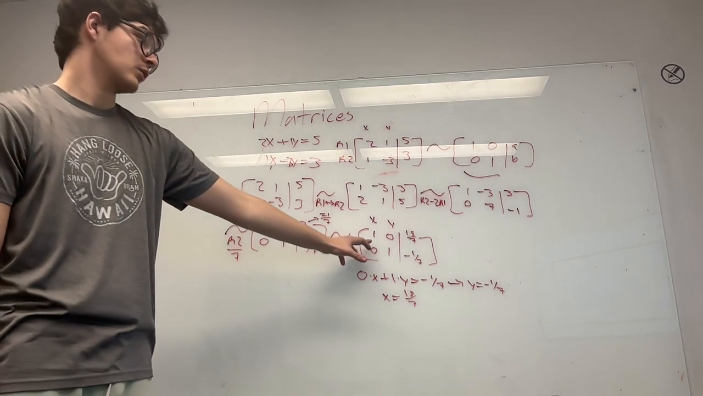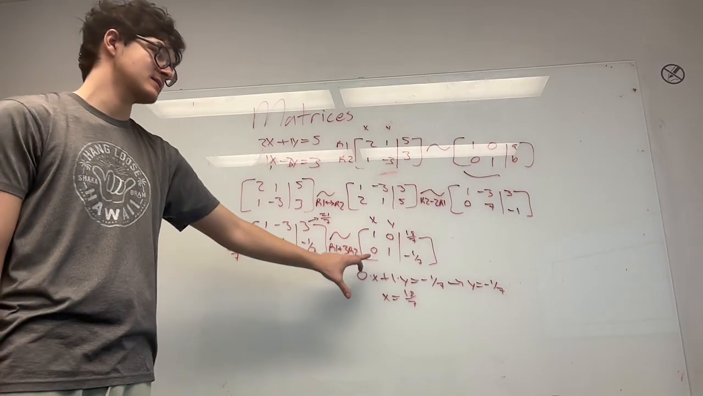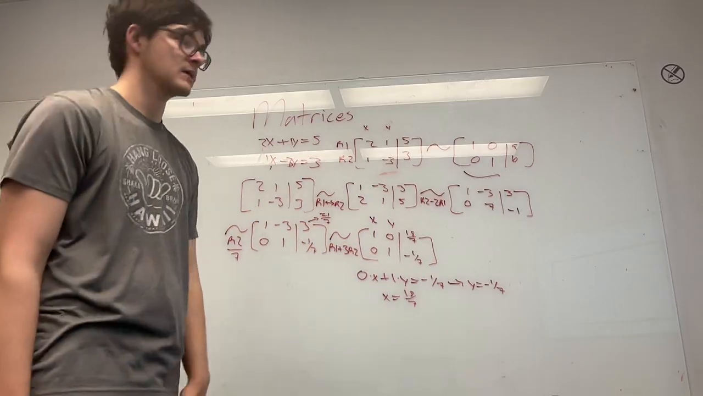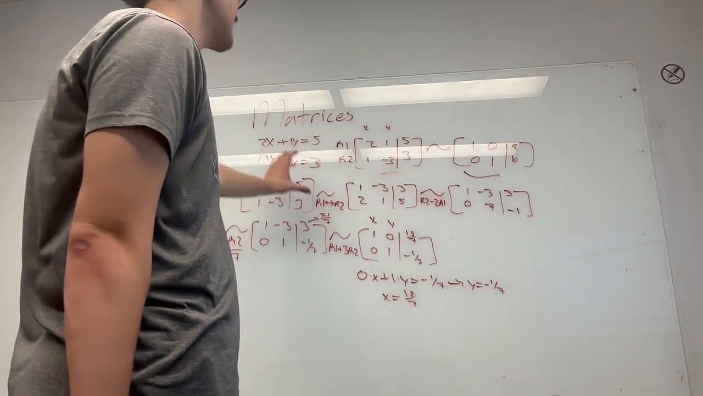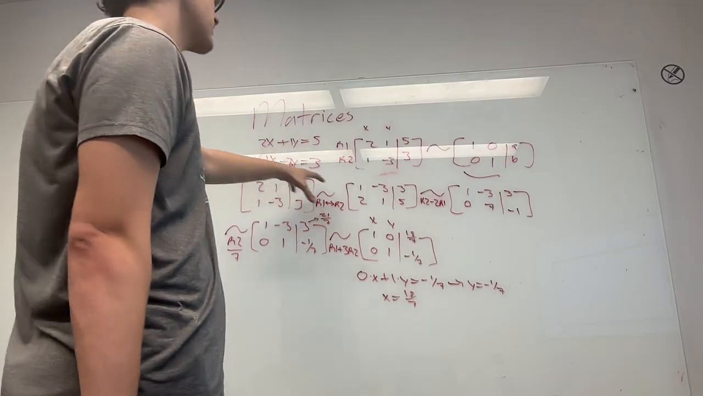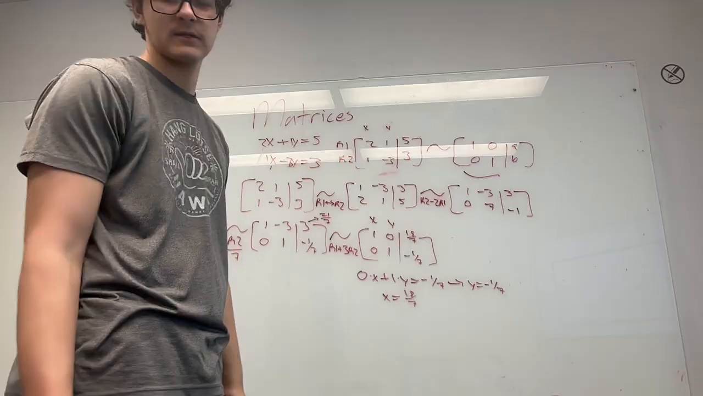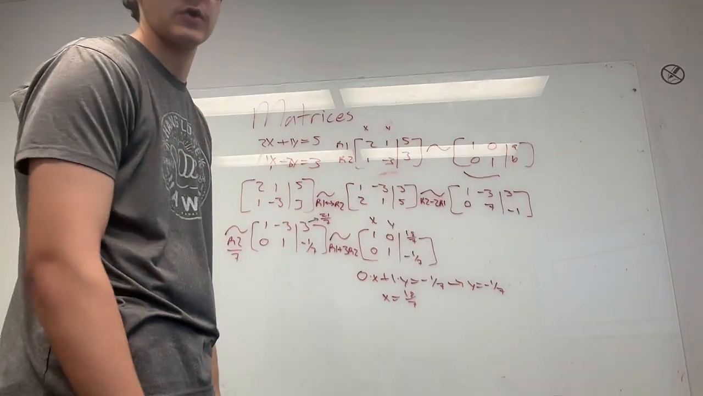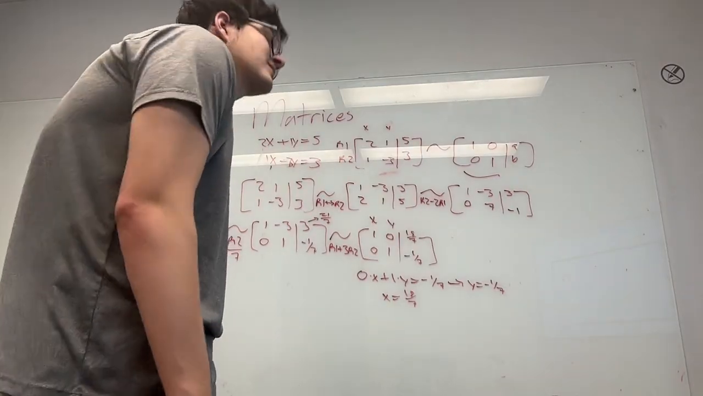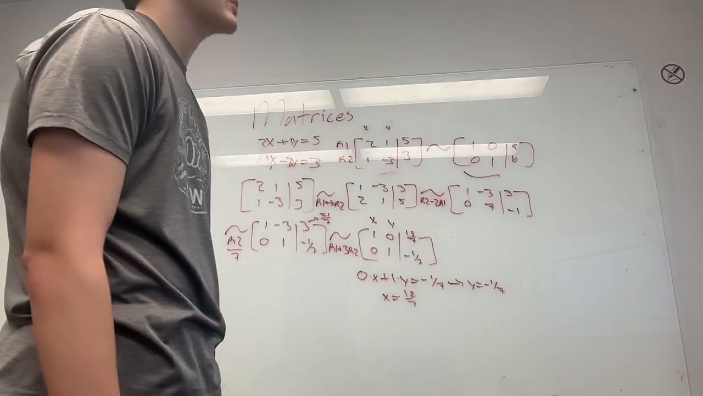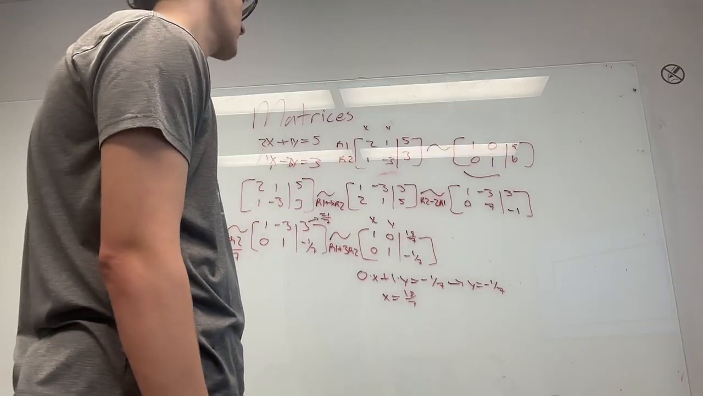And the fact that we were able to get it into this form tells us a couple things. It tells us that these vectors that I erased, these columns that we used to make our matrix, are independent. And so that's one way we can determine independence of vectors.